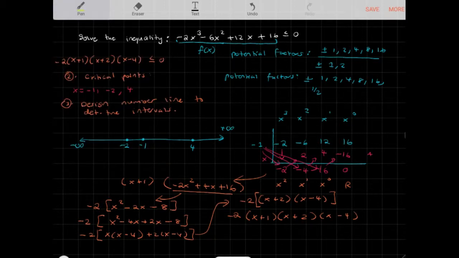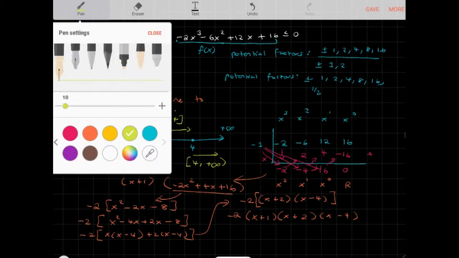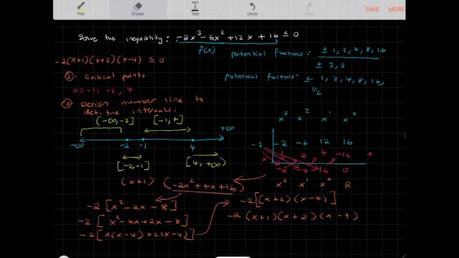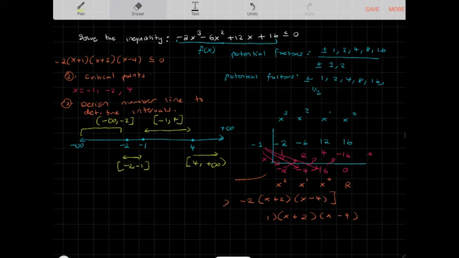And then using my critical points, I can figure out what the intervals are. So this guy here is negative infinity and negative 2. This guy here is negative 2 and negative 1. This guy here is negative 1 and 4. And this guy here is 4 and positive infinity. So you can notice that we're using the square brackets because the points are inclusive, right? And after we design our number line and we find our intervals, you should see that there should be one more interval than critical points. If you have 3 critical points, you have 4 intervals. Then what we want to do is we want to design our interval table. So I'm just going to make some space here to design our interval table.